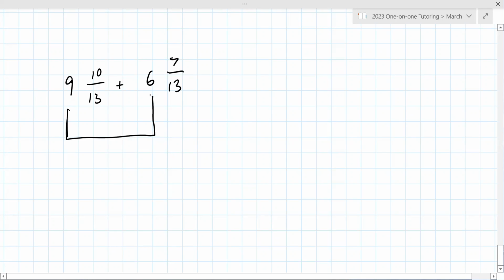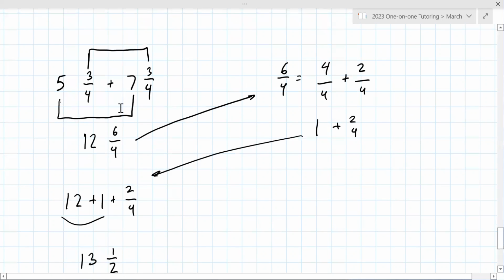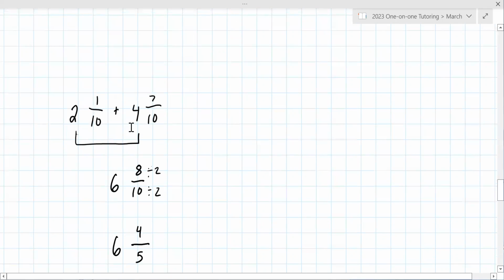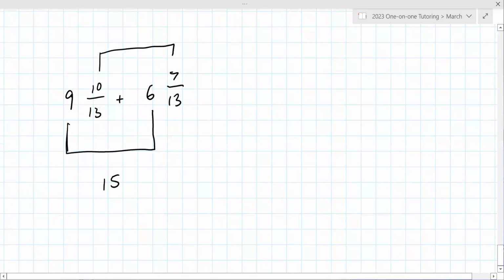What is 9 plus 6? 9 plus 6 is 15. Okay, so notice every problem I've done today is exactly the same. We're adding those two numbers, like we're doing that over and over and over again. Then we're going to add these two fractions. Can you add those two for me, please? 17 over 13.